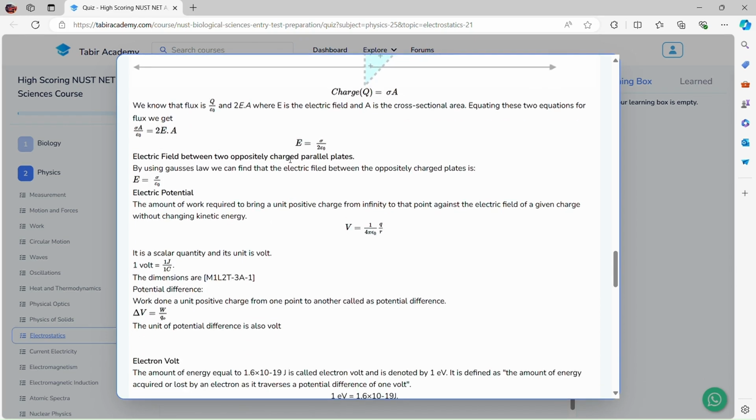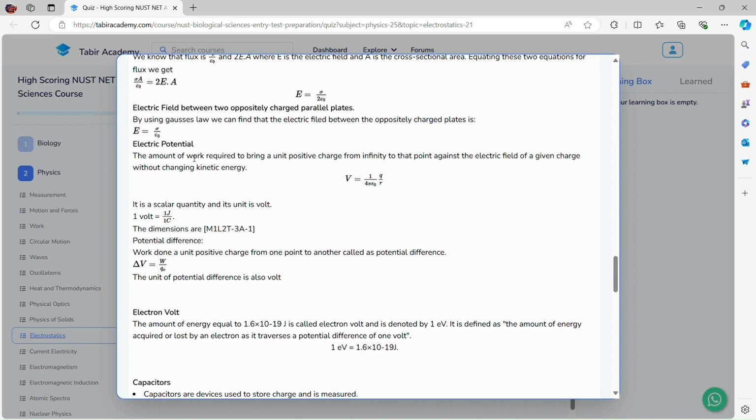Electric field between two oppositely charged parallel plates. By using Gauss's law, we can find that the electric field between the oppositely charged plates is E equals sigma over the permittivity of free space.